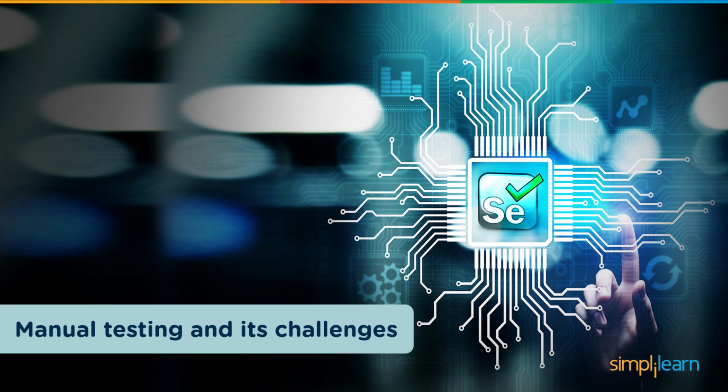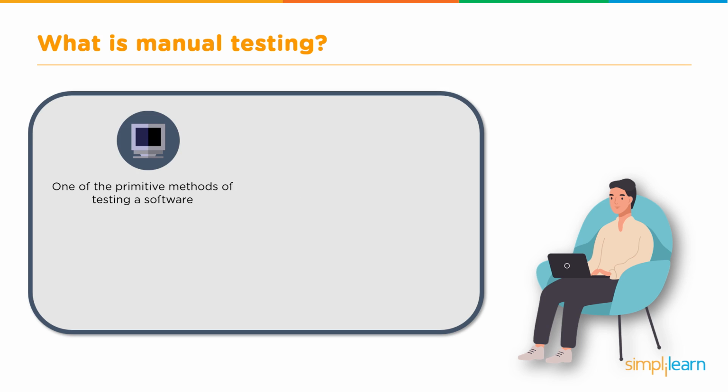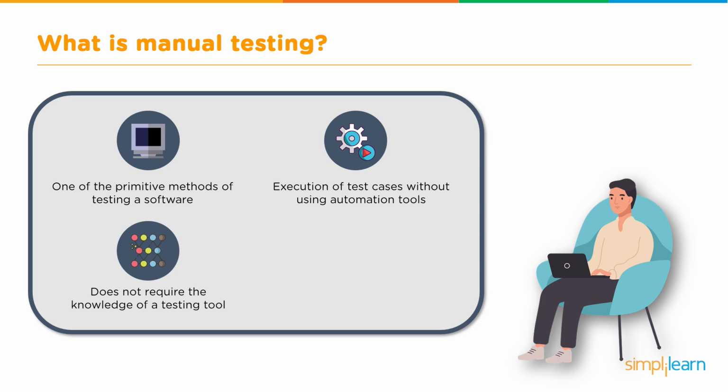Manual testing and its challenges. What is manual testing? Manual testing mainly involves physical execution of test cases against various applications. And to do what? To detect bugs and errors. So as a definition, if you can say, it is one of the primitive methods of testing a software. Execution of test cases without using any automation tools. It does not require the knowledge of any automation tools and can practically test any application. This could be as simple a definition can be.